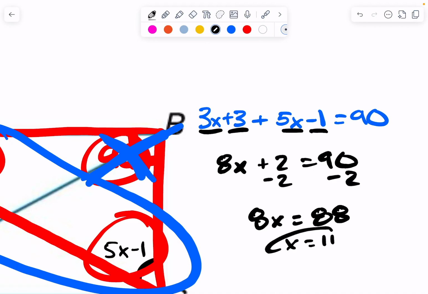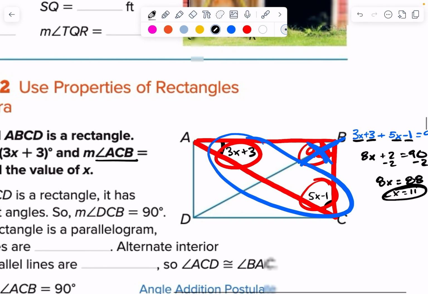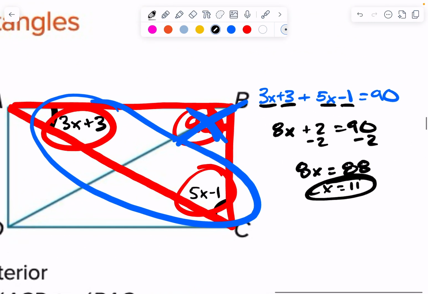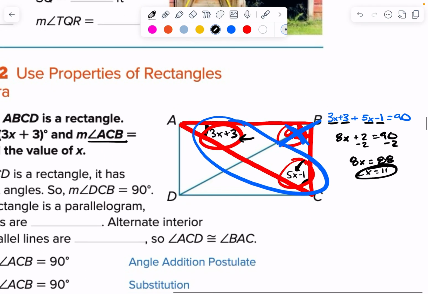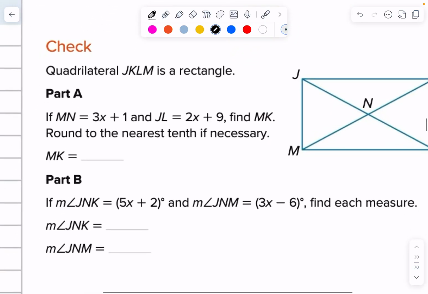And let's make sure we don't have to plug 11 back in. Find the value of x. Nope, x is 11. We're done. Okay, so we could plug back in and find what this angle is and this angle is, but we don't have to do that. So always check that to be sure, though. Okay, all right. Next, let's see what this one says.